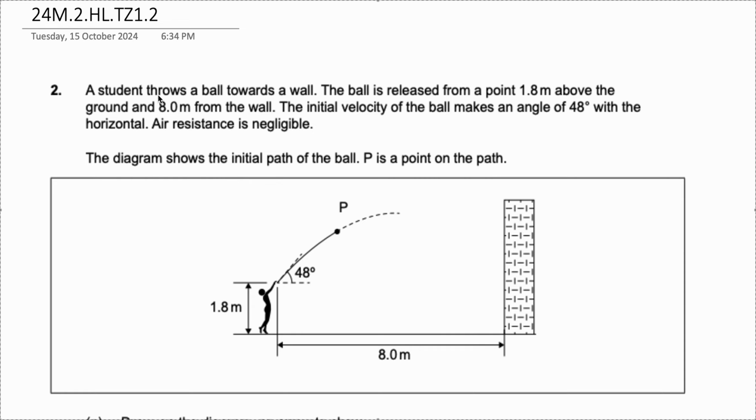Okay, let's get started. A student throws a ball towards a wall. The ball is released from a point 1.8 meters above the ground and 8 meters from the wall. The initial velocity of the ball makes an angle of 48 degrees with the horizontal. Air resistance is negligible. The diagram shows the initial path of the ball. P is a point on the path.